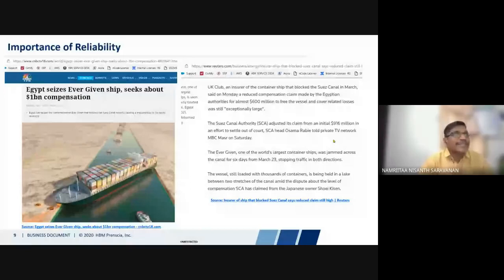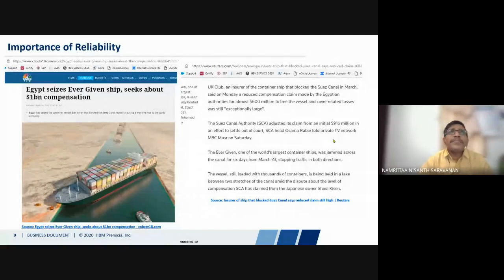Aground means the ship turned sideways. So it stopped the entire pathway of the Suez Canal. It was monitored for mostly 6 to 7 days, and the entire world was hampered because of the shipment. The ship started from China and was supposed to reach the Netherlands. It was in between the canal, and it stopped the entire movement of the shipping industry.